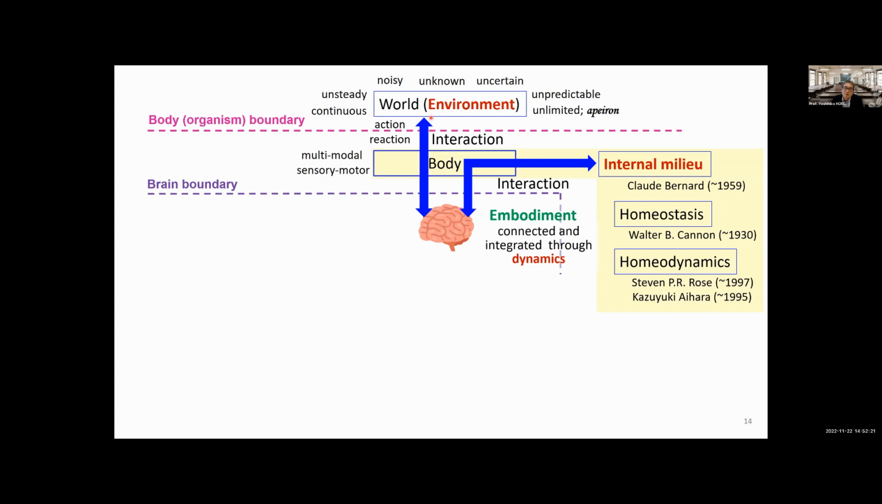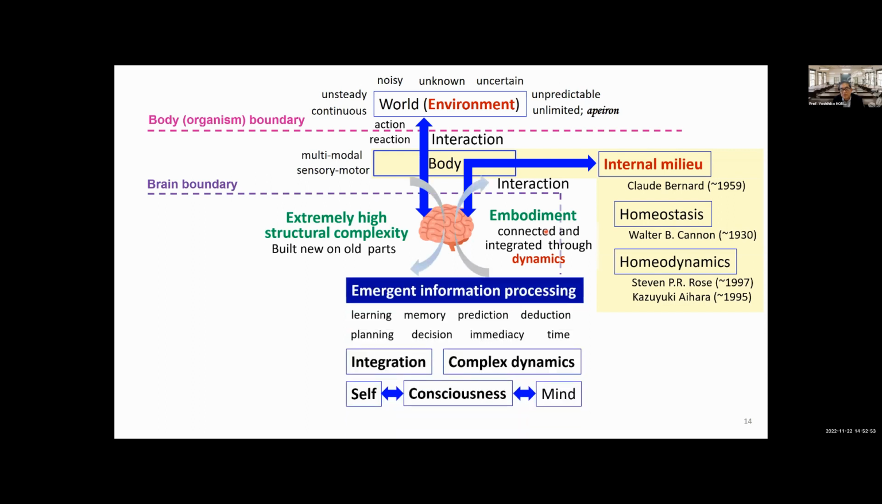Usually, the internal milieu and the external environment are connected to the brain through very high dimensional dynamics. The other important point is that the brain has extremely high structural complexity, because the brain evolved by building new parts on old parts. So this high complexity and embodiment gave rise to a brain-specific information processing scheme like this.